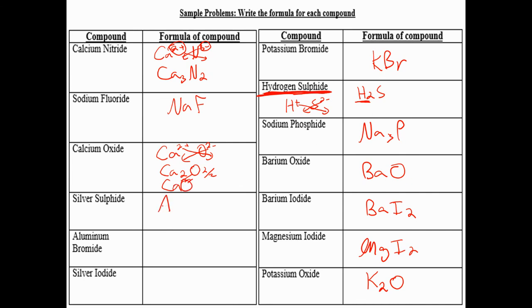Silver sulfide, so silver is plus 1, sulfur is 2 minus, so Ag2S. Aluminum bromide, AlBr3, and then silver iodide, both a charge of 1, so AgI. So remember, your crisscross or your charge balancing when writing the formulas, metal on the left, non-metal on the right. Hydrogen, if you see it in a case like this, when it's not named as an acid, so hydrochloric acid, sulfuric acid, so on and so forth, you can treat it like a metal, give it a charge of plus 1, and then the other one follows the same pattern that you'd normally follow.